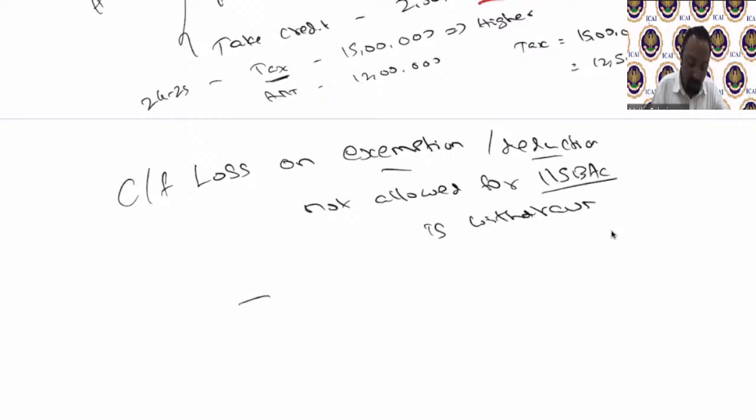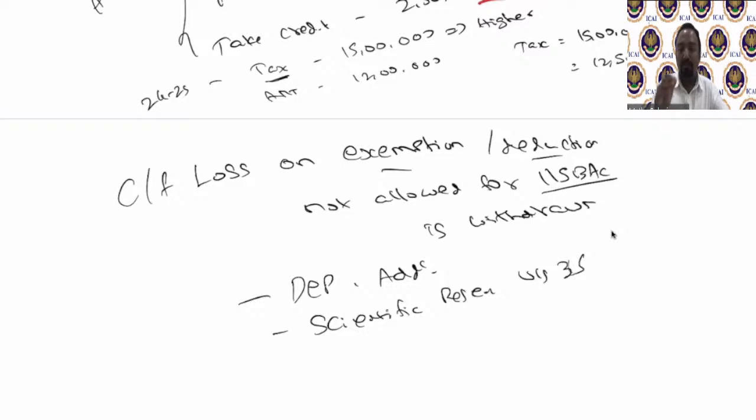115BAC. What are they? Let's say you have depreciation because of additional depreciation. You have scientific research under section 35. So if there are these losses, then you are not allowed to carry forward. So losses relating to the exemption or deduction not allowed cannot be carried forward. So that's as simple as it is.